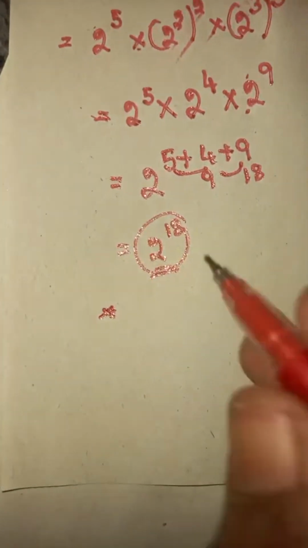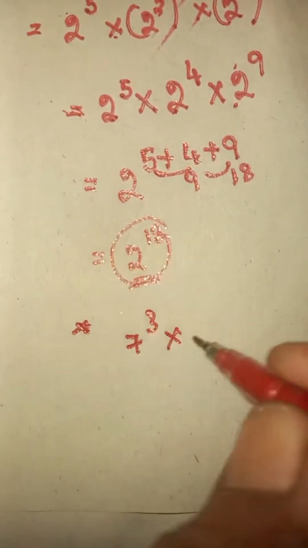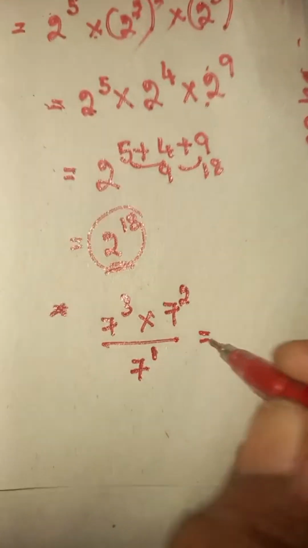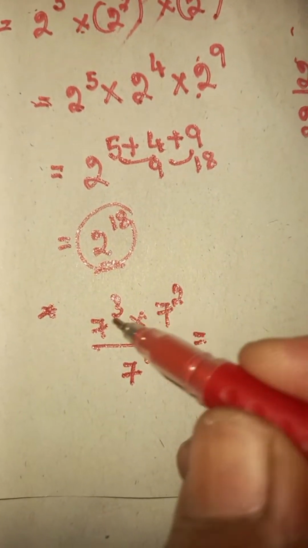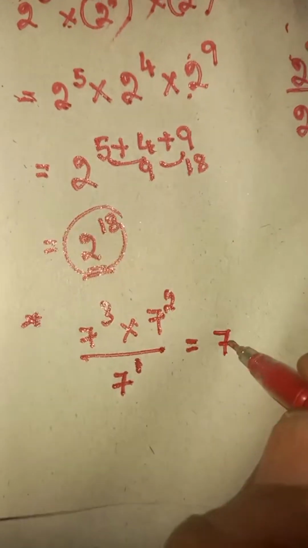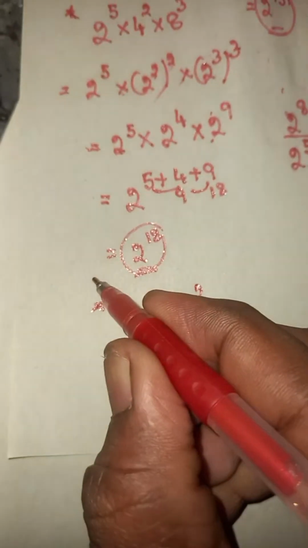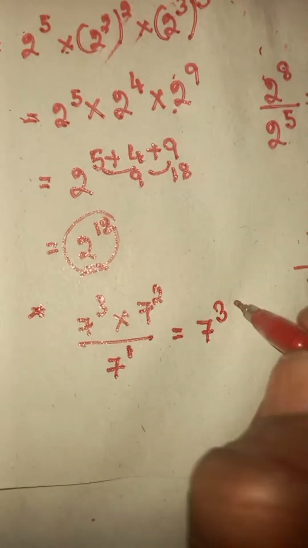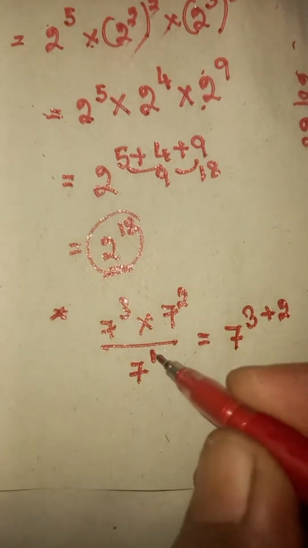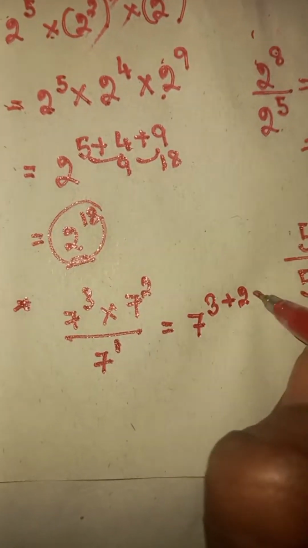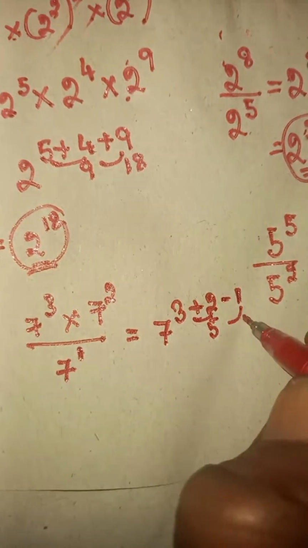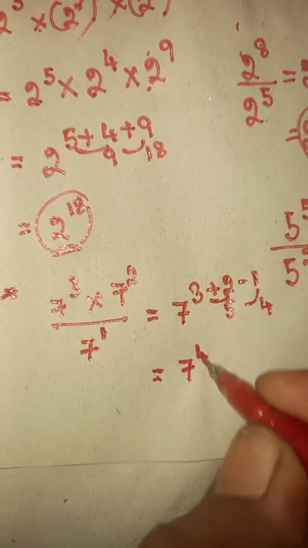Let's take one more problem. Here you can take it like this. They are given 7 cube times 7 square divided by 7 power of 1. Now how to do it? In the above powers, all of them have 7 as the common base. So take 7 as the common base. In the numerator, you need to add up the powers. That is 3 plus 2. So you can write it as 7 power of 3 plus 2. When the denominator power comes above, it becomes negative 1. That is 3 plus 2 is 5, 5 minus 1 is 4. So this becomes 7 power of 4.